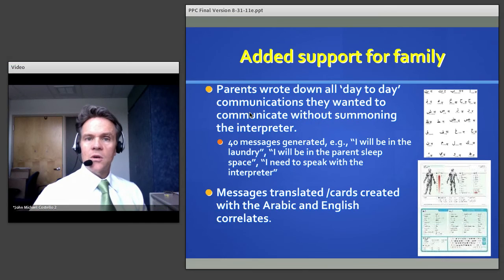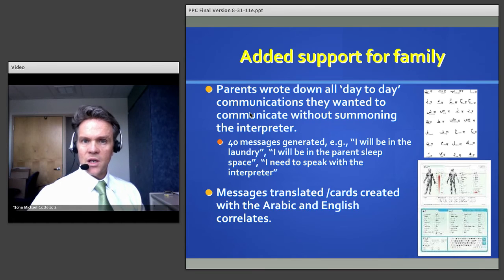Similarly, there were sheets that had been made up, or cards that were made up, for the nursing staff to be able to communicate with the family. So we had many of the common phrases and sentences and directions that the nurses need to provide written out in English with Arabic translation under those.